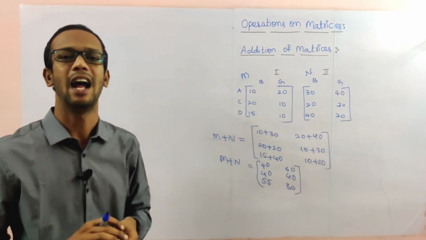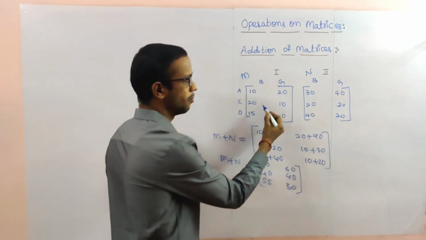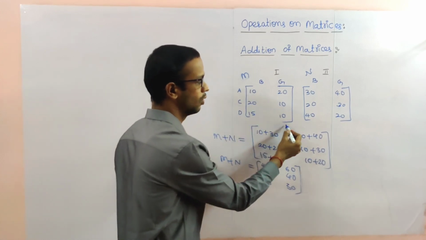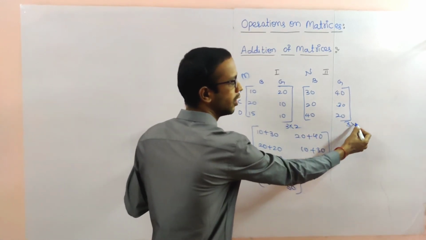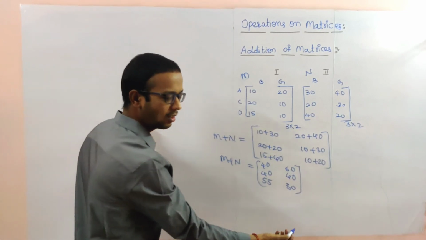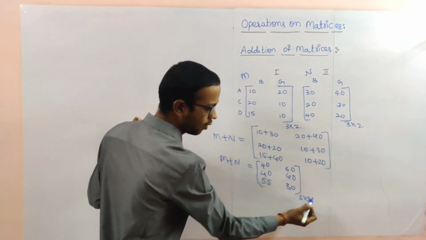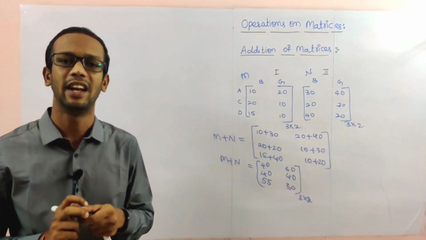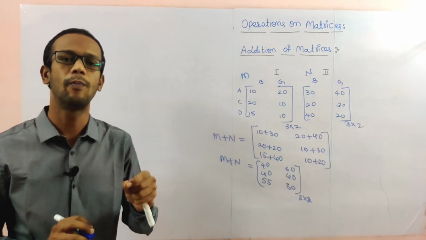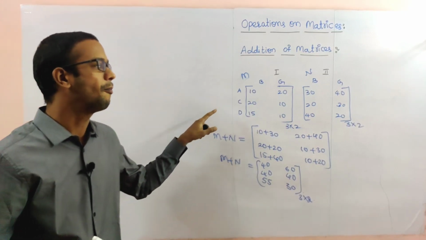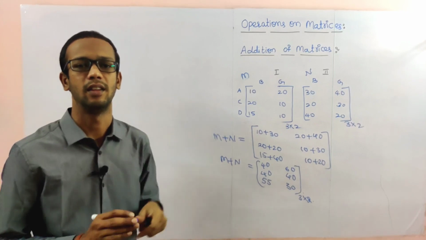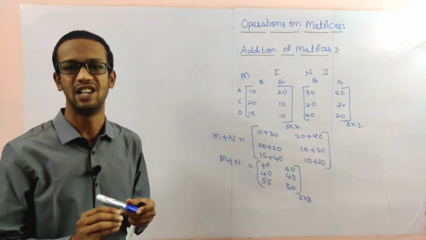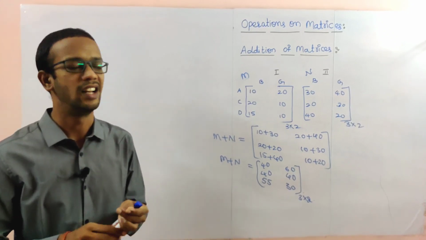And observe the matrix order here. What is the matrix order? 3 rows, 2 columns. Here also 3 rows, 2 columns. The result also, how much did we get? 3 rows and 2 columns. When the addition of two matrices is defined, it is compulsory that they are of the same order. If matrices of the same order are there, then only we can do the addition. Otherwise we can't do the addition.